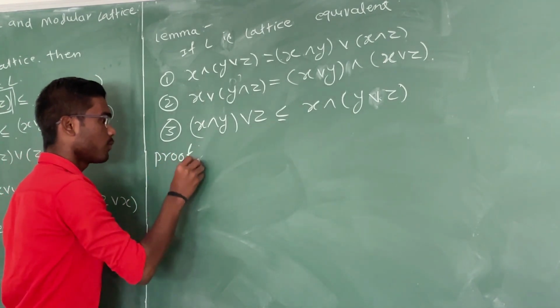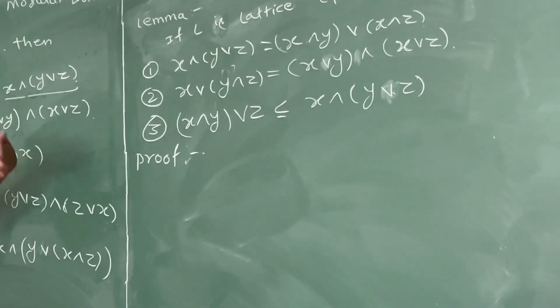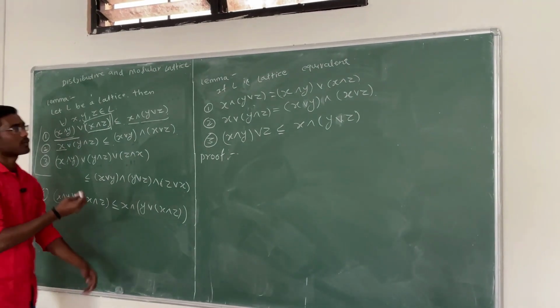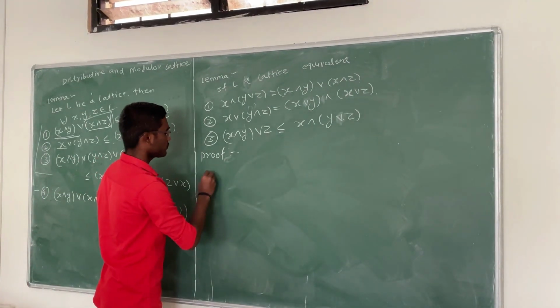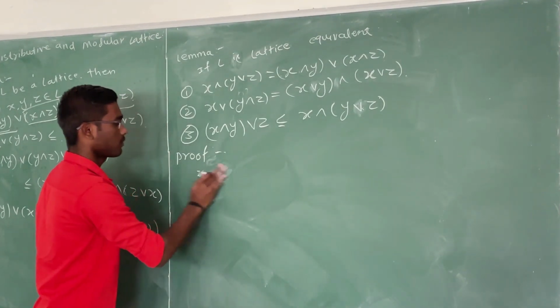Now we will take the proof. If the first one is true, then the second one is true. First implies two and second implies three, in that manner. So first, we write there: one implies two.